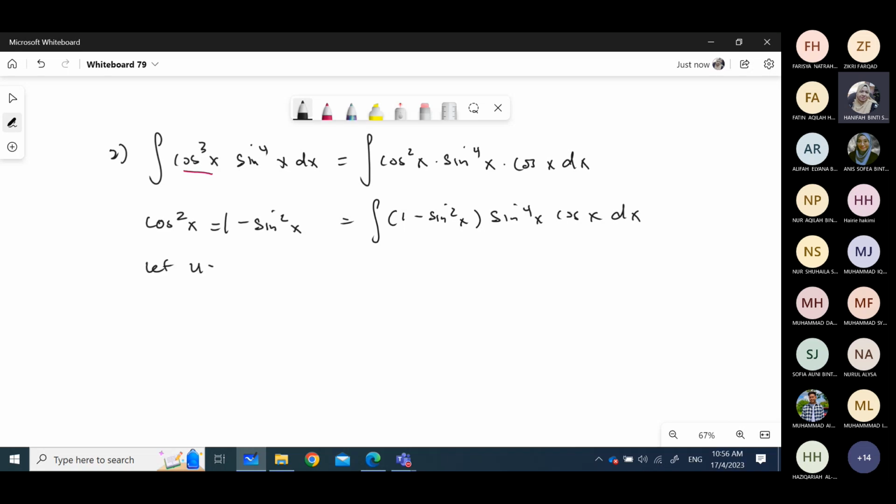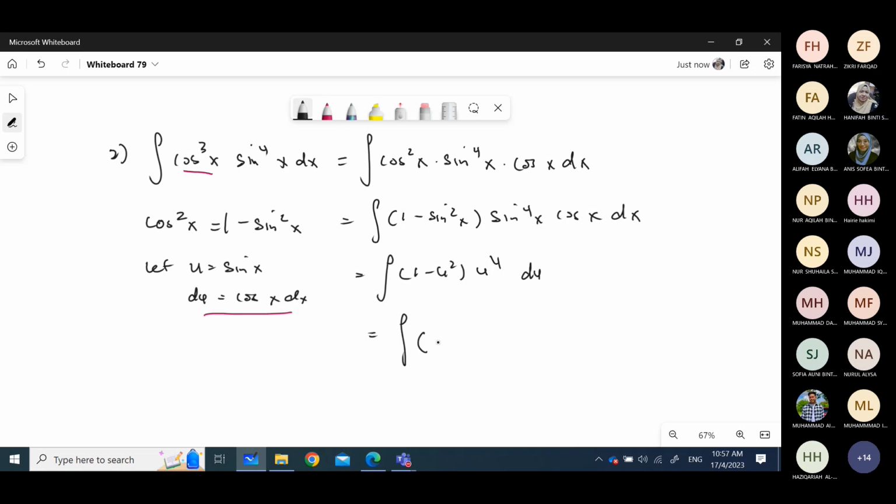Okay, so next, substitute. Let u be sine x. Differentiate with respect to x on sine x, we have cosine x dx. So masukkan je, gantikan sine dengan u. Then here we have 1 minus u squared times u to the power of 4, and our cosine x dx is du.